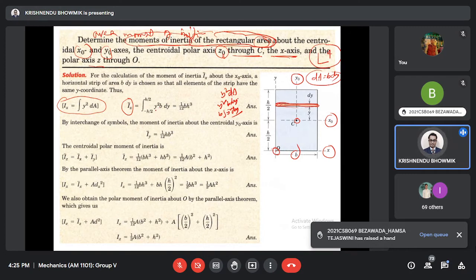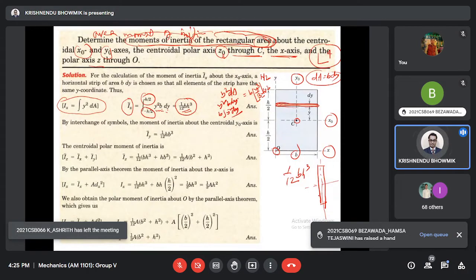B is constant, so y square dy. The integration of y square dy gives B y cube by 3. What is the integration limit? Minus h by 2 to h by 2. Put in the limits and you get 1 by 12 b h cube. So Ix bar is 1 by 12 b h cube. This is the case.